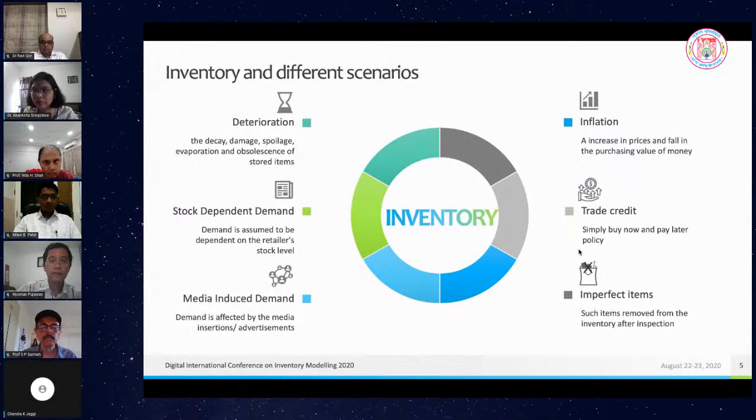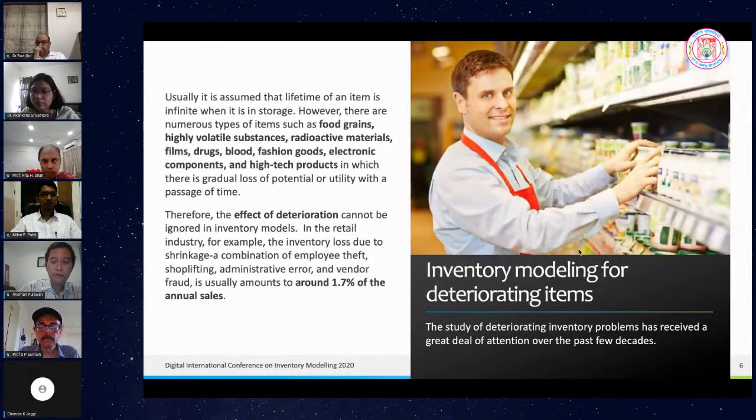Now here we try to look into different scenarios of how we manage our inventory with inflation, with deterioration, with stock dependent demand, with trade credit, media induced demand and imperfect items. Next, please. Usually it is assumed that the lifetime of an item is infinite. That means we are not bothered. Whereas there are numerous items like food grains, highly volatile substances, radioactive films, blood, drugs, fashion goods, which have gradual loss of potential utility over the passage of time. So, it's not advisable to ignore the effect of deterioration in the modeling. Next, please.